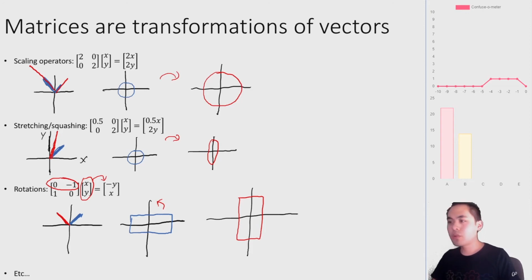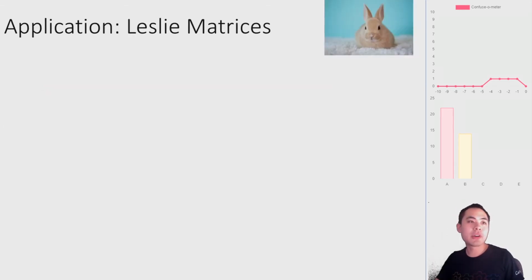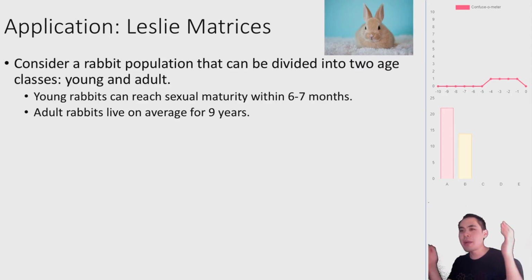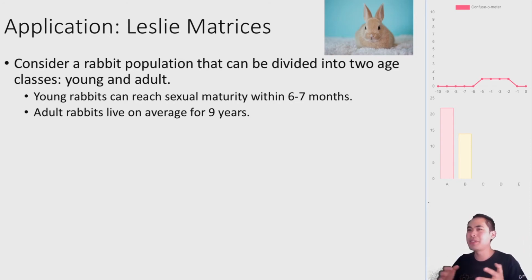Okay, so let's move on from that. And let's get back to some biology, because this is a mathematical biology class. So how do these transformations apply to real biological examples? Here, I'm going to introduce something called a Leslie matrix. Consider you have a rabbit population, and we're going to divide the rabbits into two age classes, young and adult. It turns out that rabbits reach sexual maturity really quickly, often within 6 to 7 months. This is why you get phrases like breed like rabbits. And adult rabbits can live on average for around 9 years.